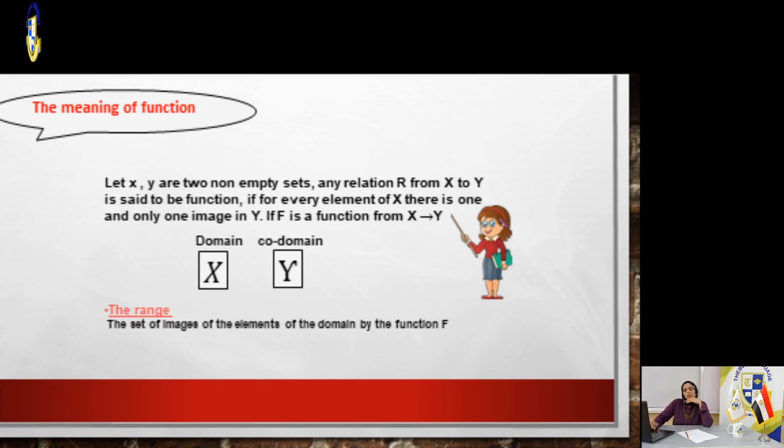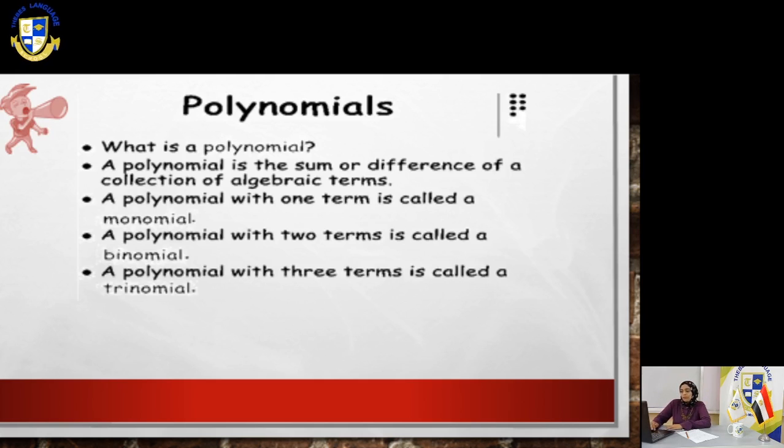Now we are moving to slide number 3 to talk about the polynomial. What is the polynomial? A polynomial is the sum or difference of a collection of algebraic terms. If we have one term, it's called a monomial. If we have two terms, sum or difference, it's called a binomial. If we have three terms, it's called a trinomial.